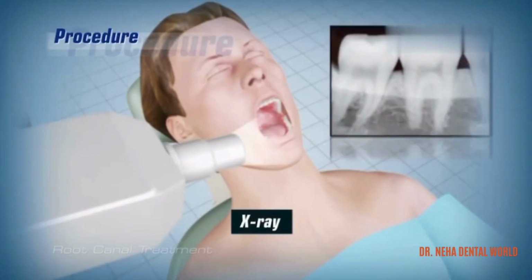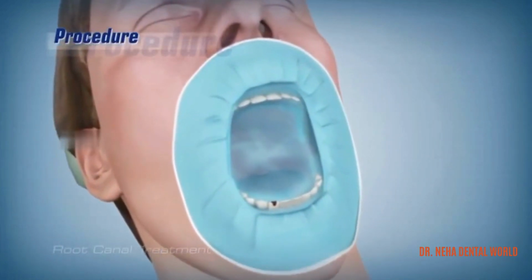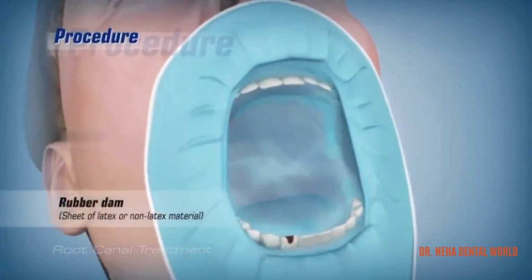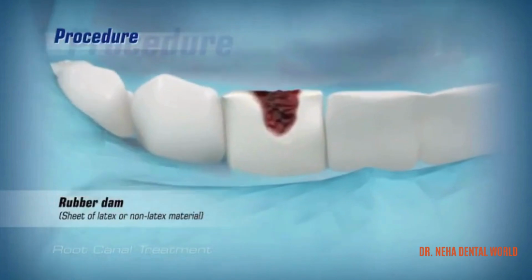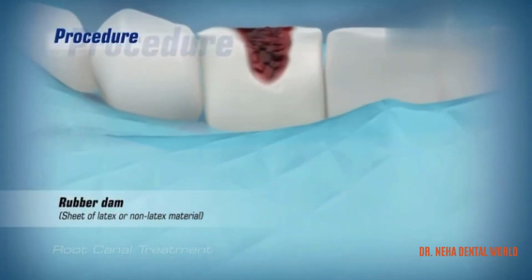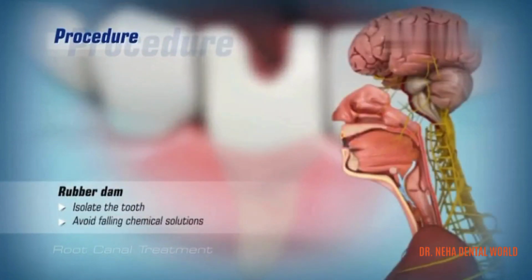of the root canals. Next, to keep the area dry and free of saliva during treatment, a rubber dam is placed around the tooth. The rubber dam is a sheet of latex or non-latex material. The main function is to isolate the tooth being treated and also to keep the different chemical solutions from falling to the back of the throat.